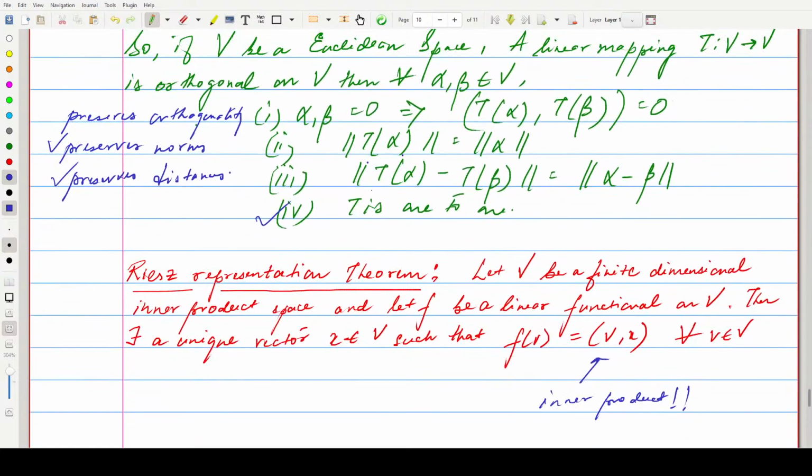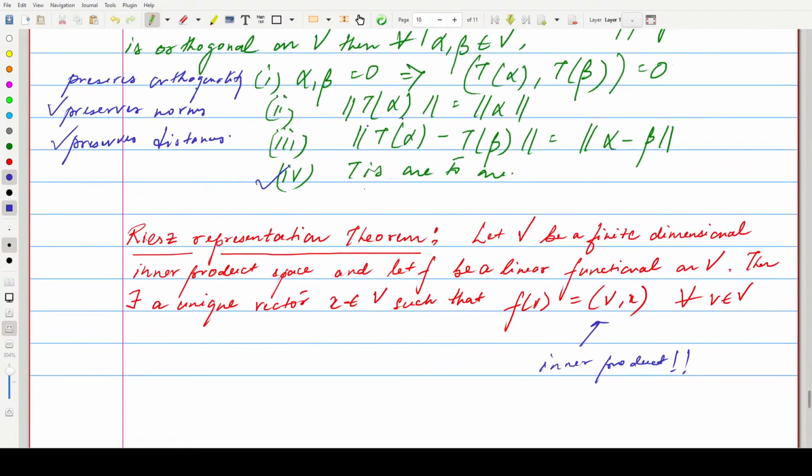And the last topic, which is essential to this conversation, is this: let V be a finite dimensional inner product space, and let f be a linear functional on V. Then there exists a unique vector x belonging to V such that f of v is equal to the inner product of v and x for all v belonging to V, right? And this forms the very basics of how we construct Hilbert spaces, how we define norms, and how we form the bracket notations.